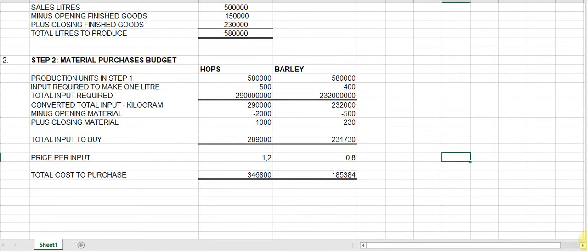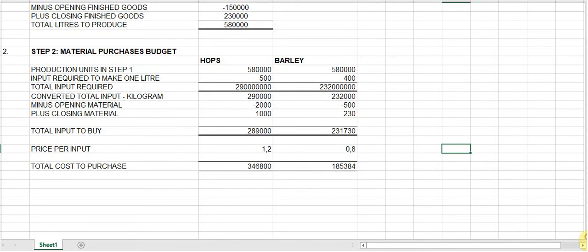So for hops, we are going to spend 346,800 Rand to buy all the hops that we will need. In terms of barley, we're going to spend 185,384 Rand in order to buy all the barley that we will need to produce 580,000 liters of beer.